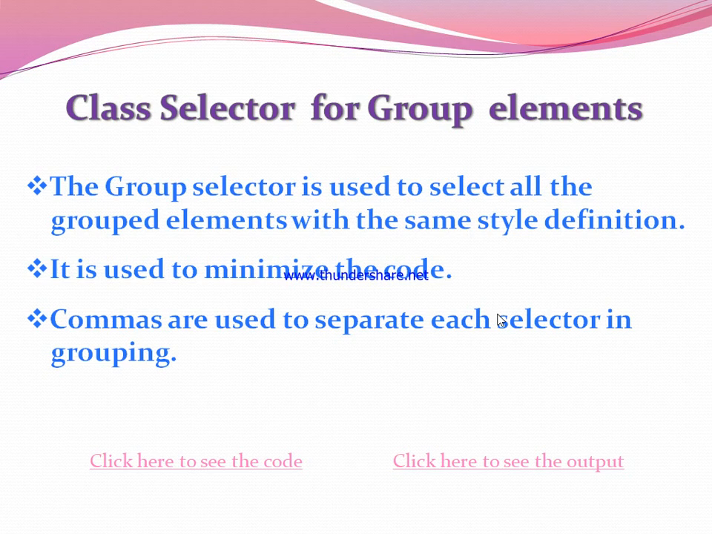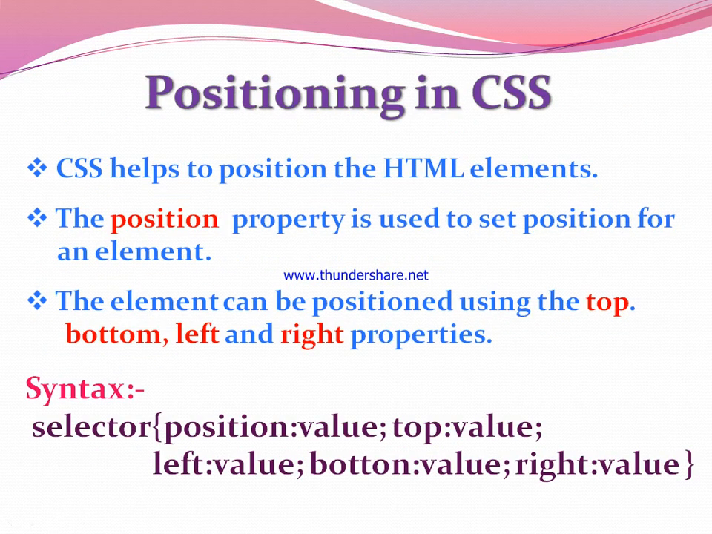Moving further, we have to learn some other concepts of CSS, that is positioning in CSS. So what is the meaning of positioning in CSS? Positioning means where you want to place your element or where you want to display the content of the web page. Here CSS helps to position the HTML elements. The position property is used to set the position for an element.